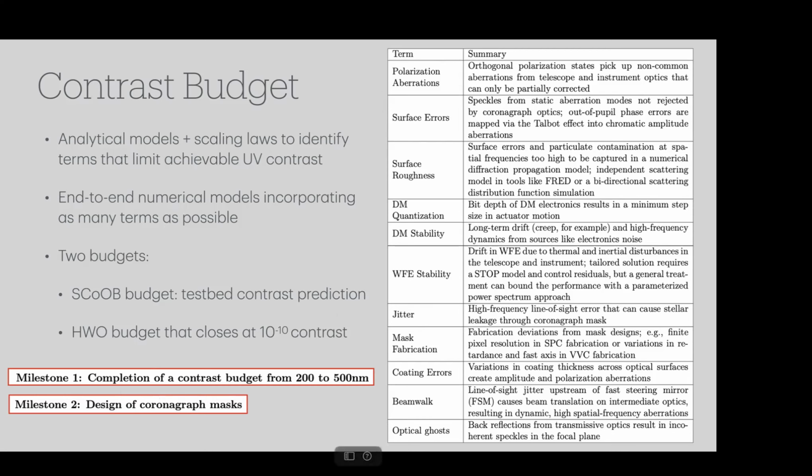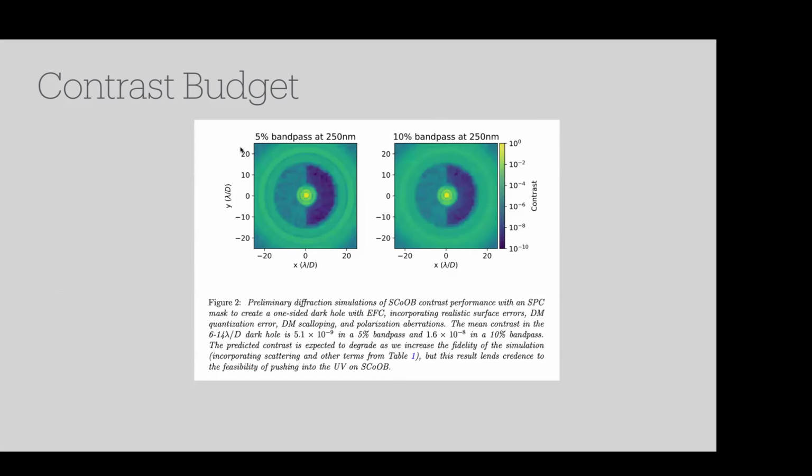So we've done a little bit of this modeling so far. This was, again, just lifted directly from the proposal. This is assuming the SCoOB optical design with a shaped pupil coronagraph designed by Jessica Gersh-Range. On the left here is a 5% bandpass and a 10% bandpass on the right, centered at 250 nanometers. And this is incorporating a subset of the error terms, things like realistic errors on our OAPs, DM quantization error, scalloping on the DM, polarization aberrations.